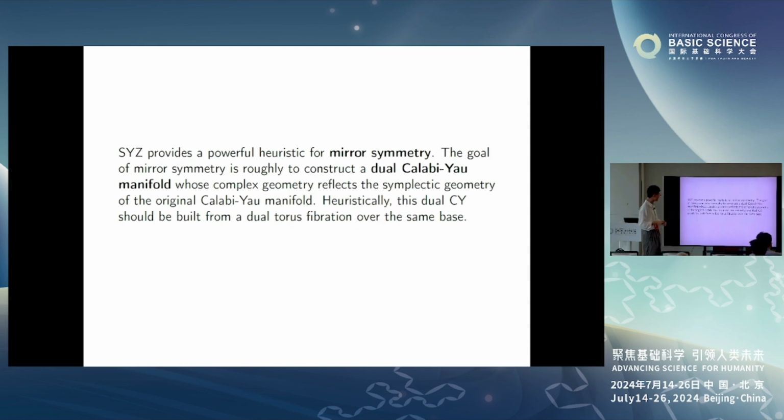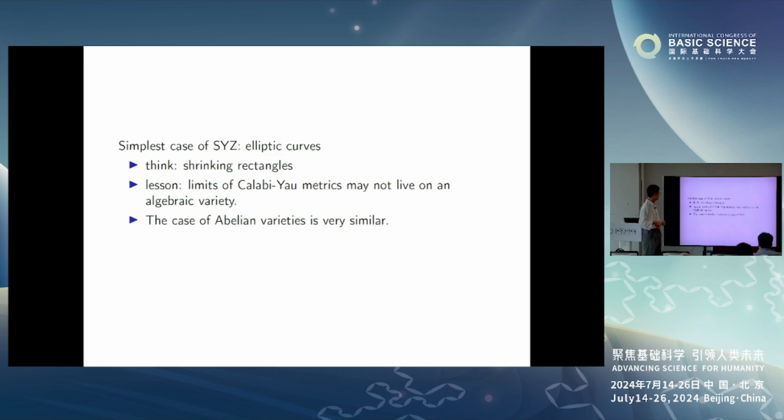Now, of course, this is somewhat of a lie for a huge story. People spend their lives trying to understand this, and this is too much of a cartoon. So the simplest case of the SYZ conjecture is just for elliptic curves, and as you see, it's understandable, but the metric limit is already not a complex manifold. What happens for abelian varieties is very similar to this case. Now, for all the other cases, there's no easy way to understand the Calabi-Yau metric.